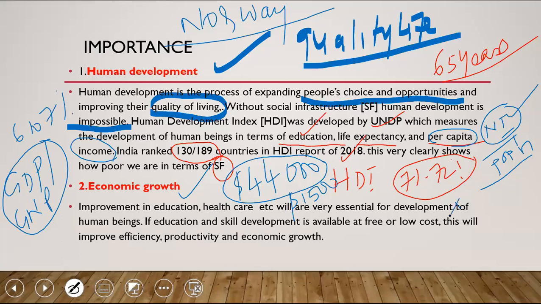Quality of life will improve only if, see here, education and skill development are available free or at low cost. Children, look at this sentence as a sentence in a religious book. That much important is this. How can you improve the quality of life of human beings? Education and skill development should be available free or at low cost.